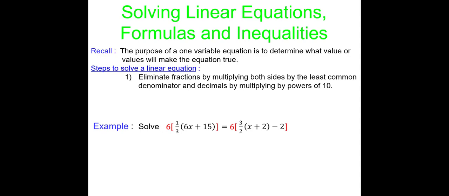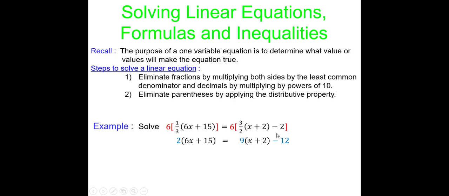Now notice that on the left, when we multiply by 6, we simply get 6 times 1/3, which is 2. While on the right side, notice that 6 times 3/2 is going to give us 9. But we need to also remember that we multiply 6 times 2, which in this case is going to give us -12. That brings us to the second step, which is to eliminate parentheses. This is where we're going to apply the distributive property.